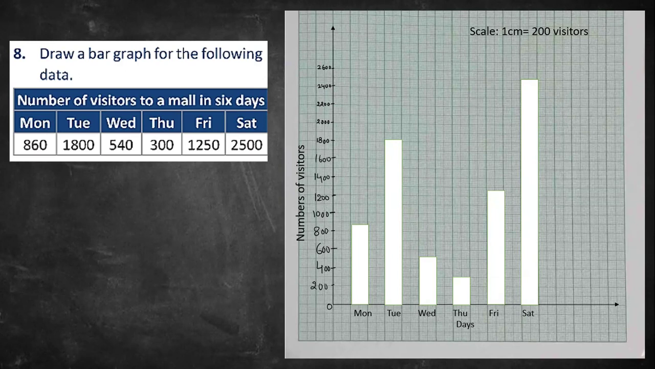Now last step. What is the last step? Need to label the whole graph. So label the whole graph. What is this graph all about? It is about the number of visitors to a mall in 6 days. Okay. So with this, exercise 16.2 is over.